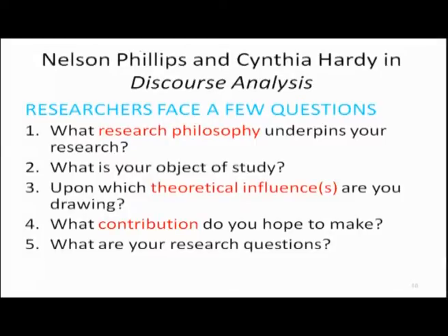What is your research philosophy? Do you belong to the positivistic tradition, symbolic interactionist tradition, or post-colonial, post-structural tradition? What is your standpoint? Then what is your object of study? You must be very clear about the object of study. Upon which theoretical influences are you drawing? There are so many theories and so many theoreticians.